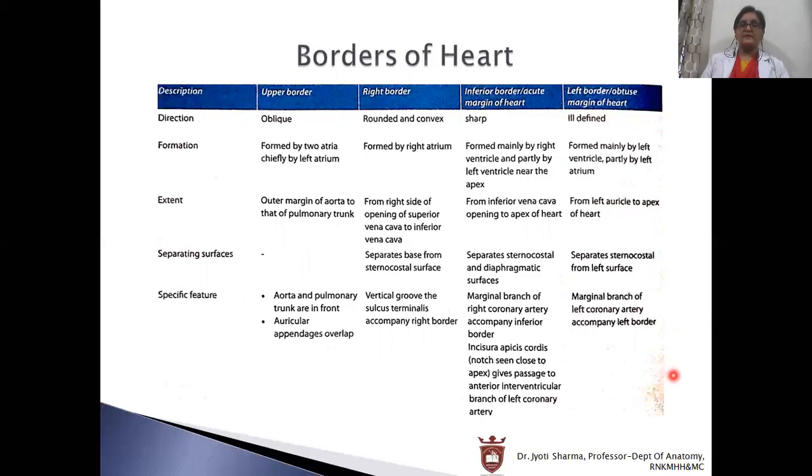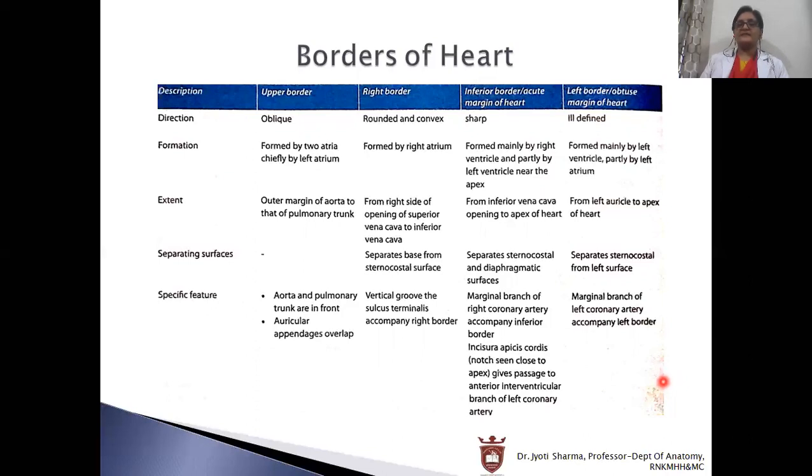Now we see the inferior border. The inferior border is sharp. It is formed mainly by the right ventricle and partly by the left ventricle near the apex. From the inferior vena cava to the apex of the heart is its extent, and it separates the sternocostal and the diaphragmatic surface. And we see the features of it: the marginal branch of the right coronary artery accompanies the inferior border, and the incisura apicis cordis, which is the notch seen close to the apex, gives passage to the anterior interventricular branch of the left coronary artery.